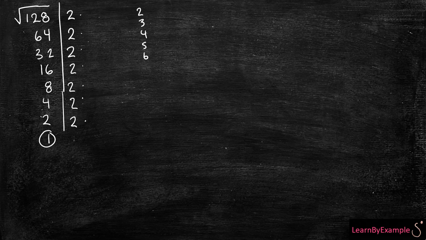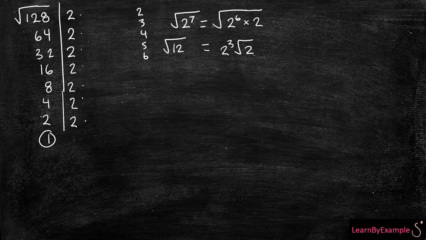So we can write this as the square root of 2 to the power of 7, which, as we just learned, is equal to the square root of 2 to the power of 6 times 2, which we can write as 2 to the power of 3 radical 2. And that is your answer. So this is equal to the square root of 128.